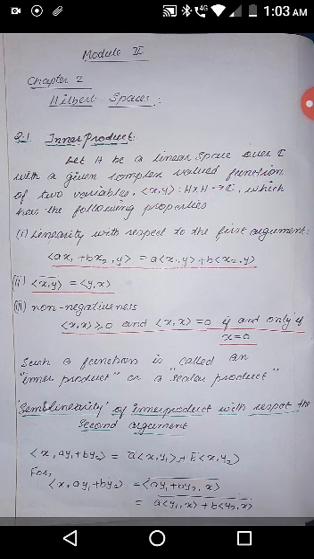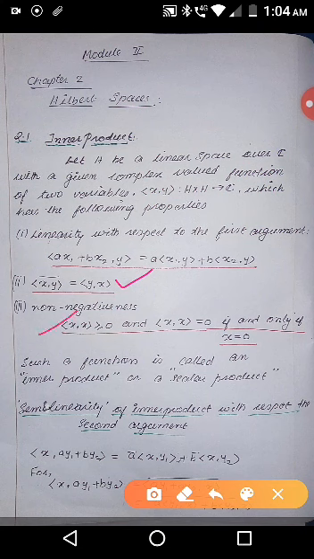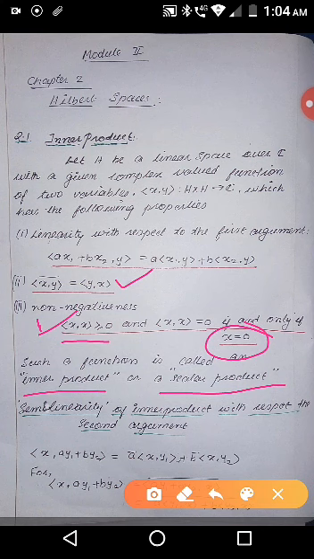The second one is that the conjugate of inner product of x comma y is equal to inner product of y comma x. That is, in the inner product, the arguments can be interchanged. Third one is non-negativeness. That is, inner product of x comma x is greater than or equal to 0, and equal to 0 if and only if x equals 0. A function satisfying these three conditions is known as an inner product, and it is also known as a scalar product.